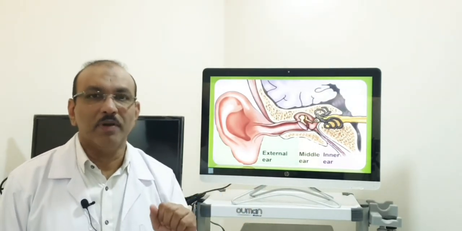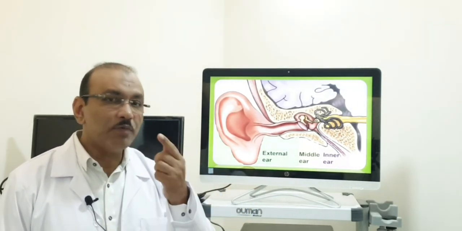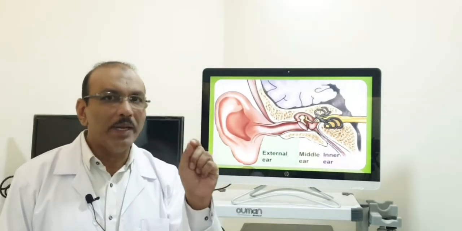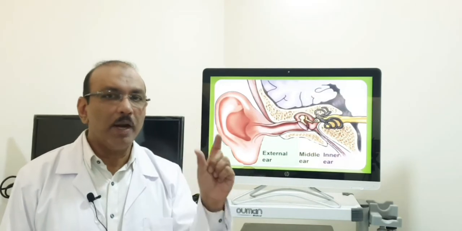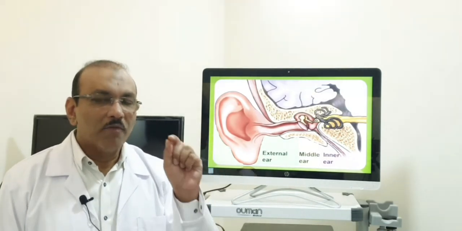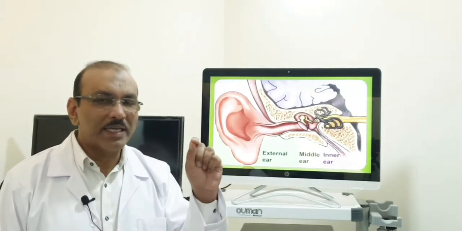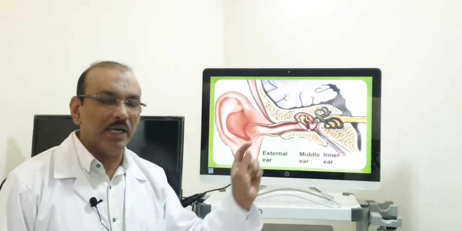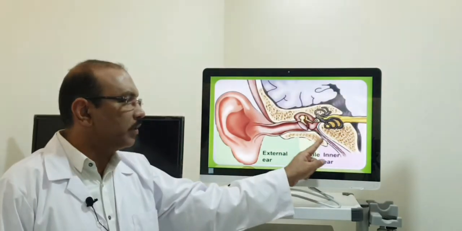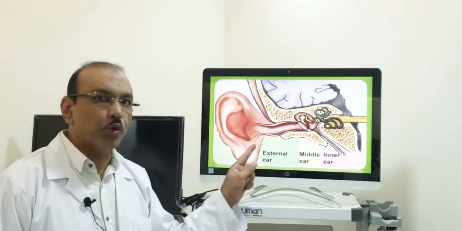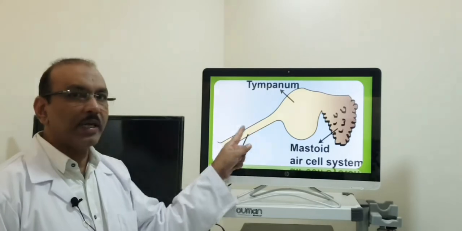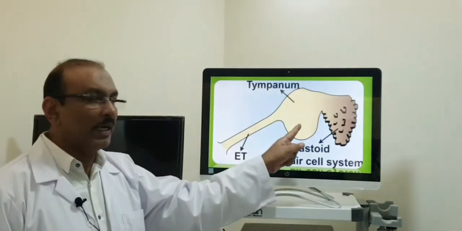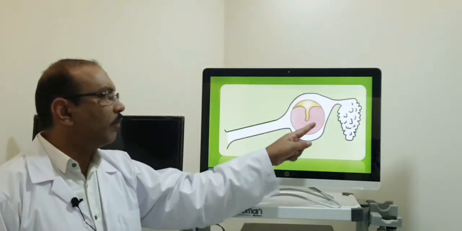Where does the air come from? The air comes from the nose, through normal breathing. So you have a small opening behind the nose. That part is called the nasopharynx. From there, a tube which connects the nasopharynx and the middle ear is called the eustachian tube. This is the tube, which I'll show you in the next picture. This tube connects the part behind the nose, the nasopharynx, to the middle ear. This is the middle ear, where you have the eardrum.